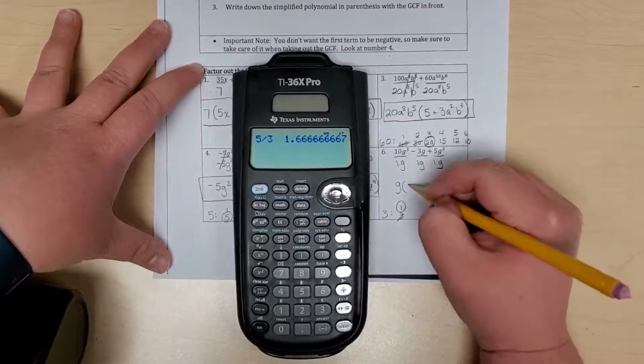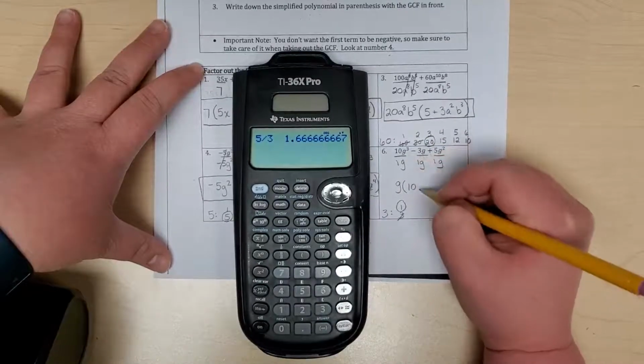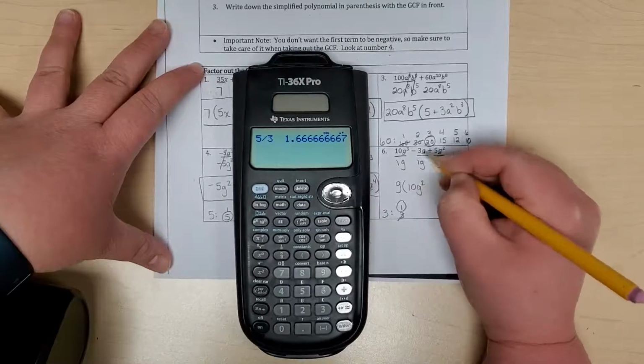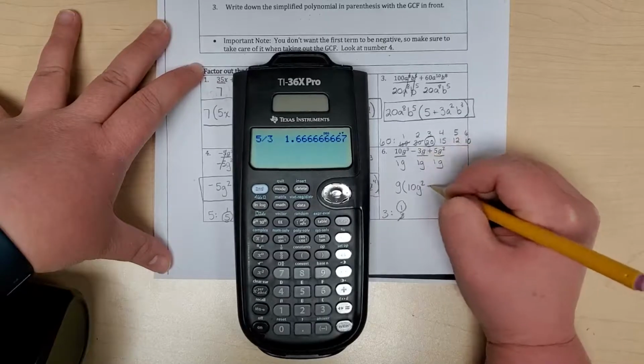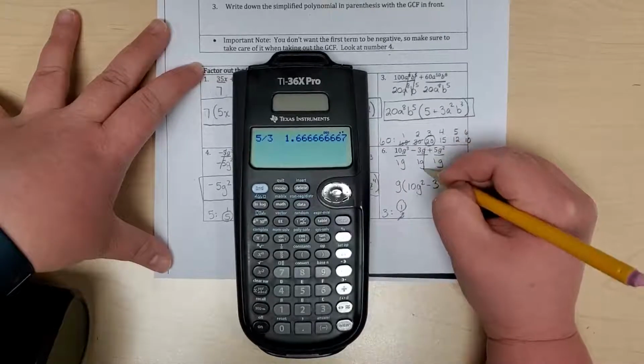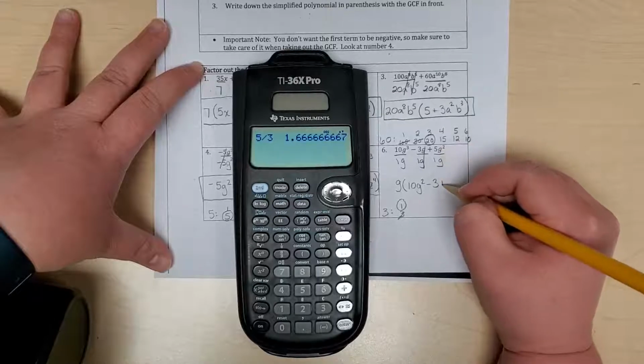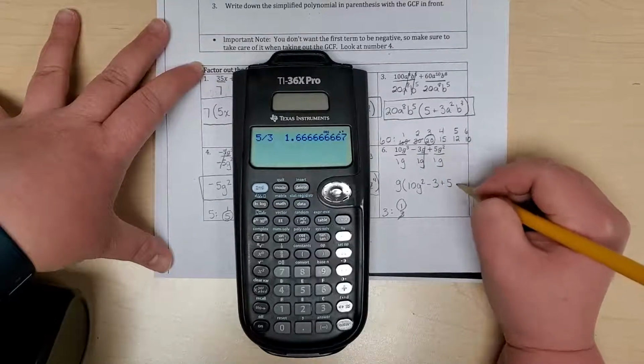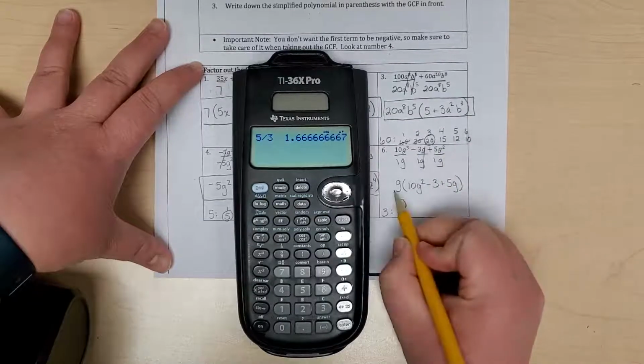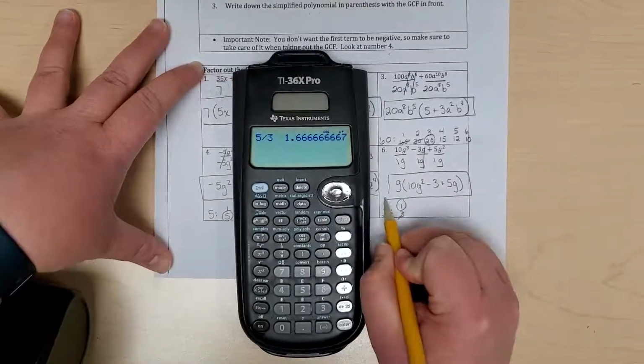10 divided by 1 is still 10. G to the 3rd over g is g to the 2nd. Negative 3 divided by 1 is negative 3. G over g cancels. 5 divided by 1 is 5. G to the 2nd over g to the 1st is g. And that would be my factored answer.